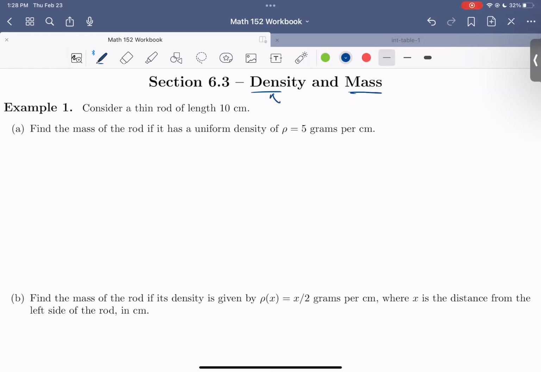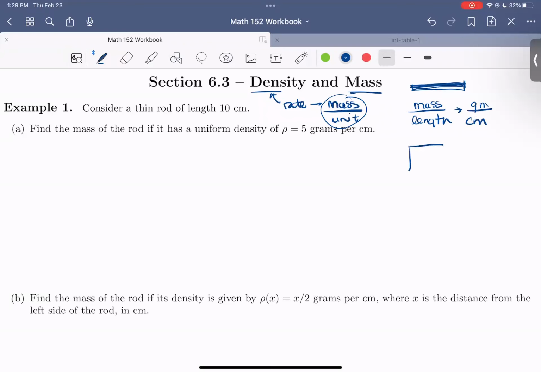And density is a rate that deals with mass. Density is a mass per unit. If our object is a one-dimensional object, say maybe a rod, which we'll meet in our section here, then the density of this rod is going to be mass over length, over a length unit. That might look like grams per centimeter.